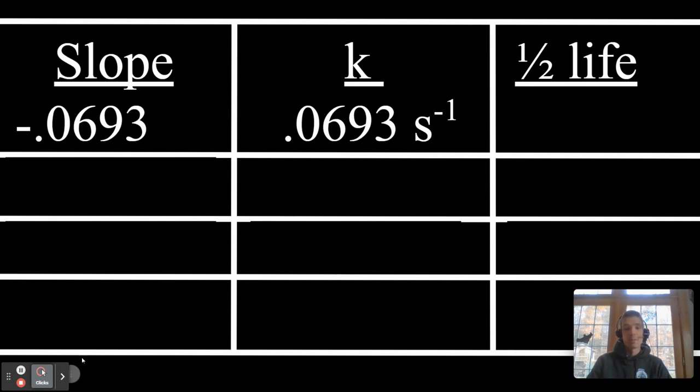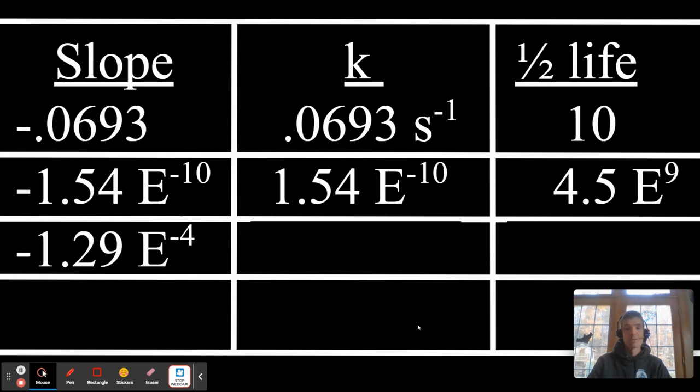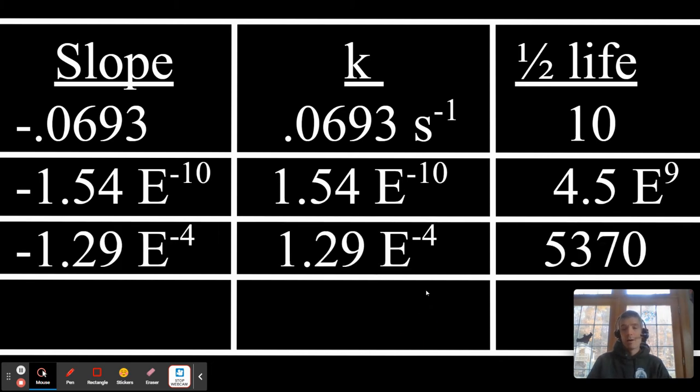It really shouldn't be per second inverse, because all of my times were in years. So it would be inverse years in this regard. Here's my half-life. It's 10. Here's the second one, and here's the third one. Now, I don't see a pattern yet. Do you? These just look like a bunch of random numbers to me. So I don't see the pattern.